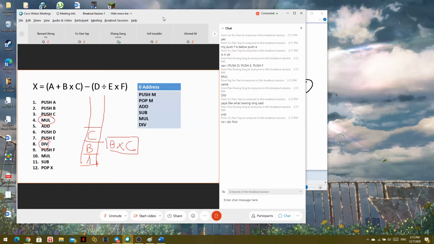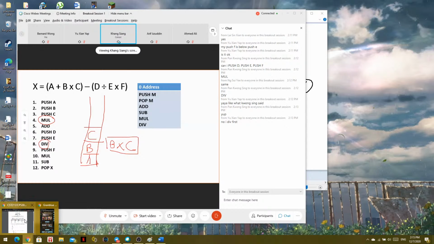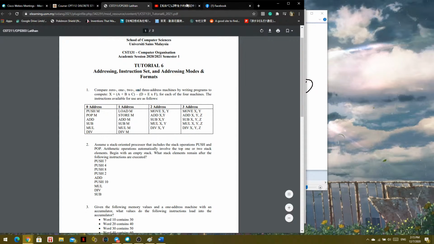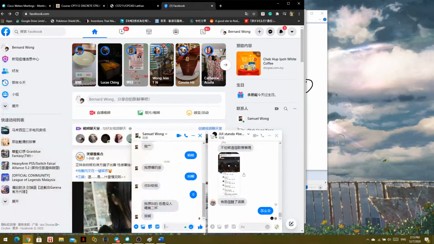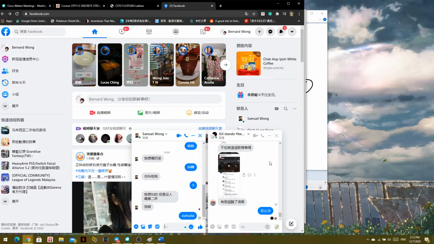So I need to go to Pan Gong Sing. Okay, what do you mean? Pan Gong Sing, you multiply first or what? Yeah, maybe you can speak if you can speak. I did the same way. Push D, then push E, then push C, push F. Then I multiply. And you multiply. Okay. Then I go through divide.